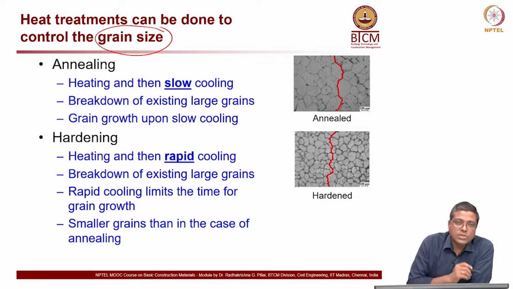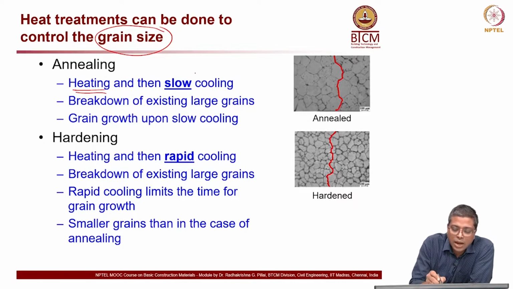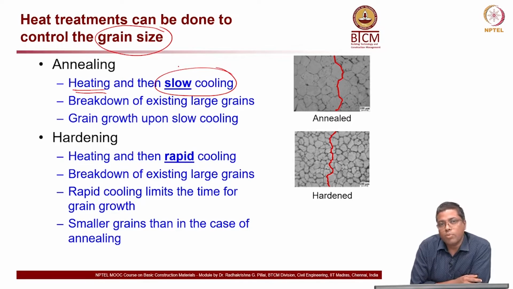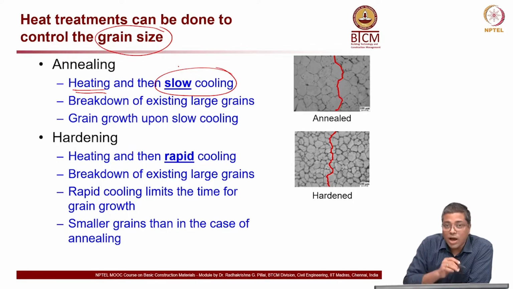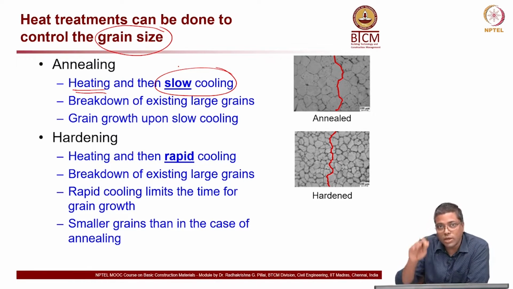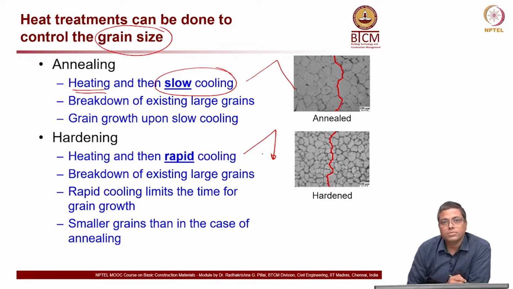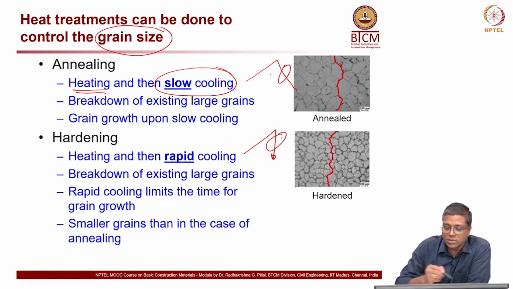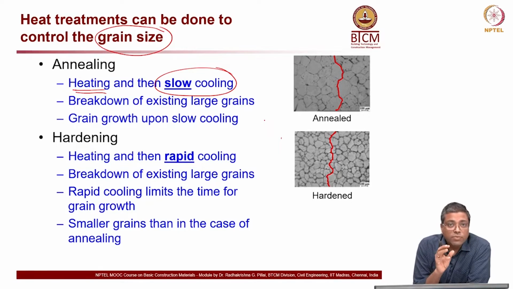Okay. So in case of annealing, what we do is we heat the material and then allow it to cool in a slow manner. Heating and then slow cooling. And in case of hardening, it is heating but cooling is very rapid. So heating and then slow cooling, here heating and then very rapid cooling. So you can see the slope in the second phase is relatively less. Now because of this slow cooling and rapid cooling, the final grain size is going to be different.